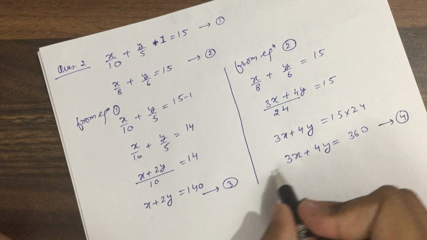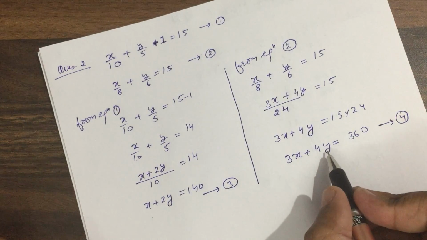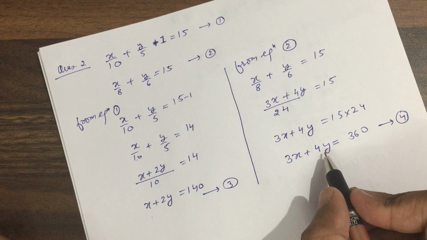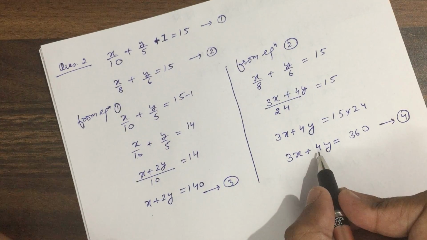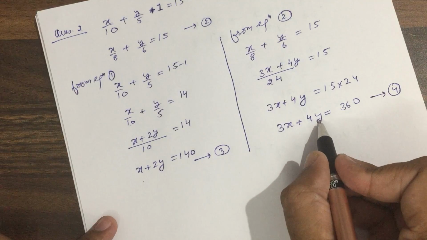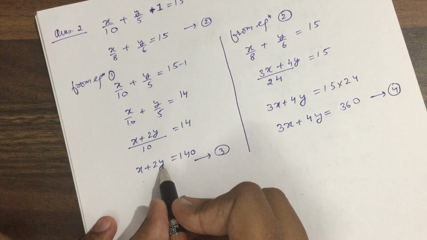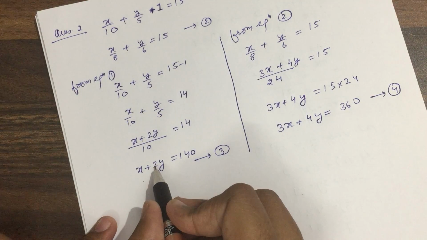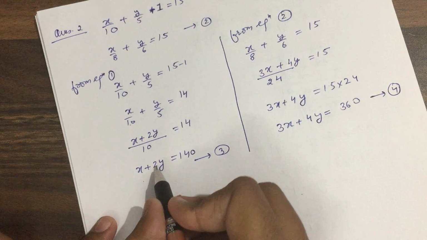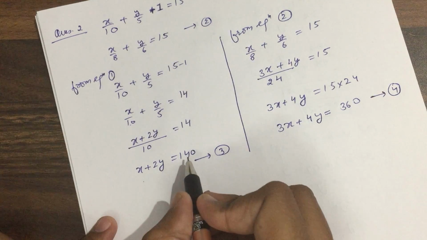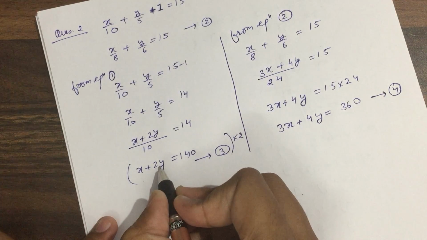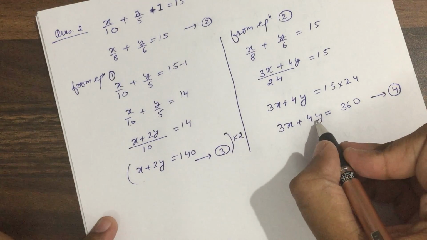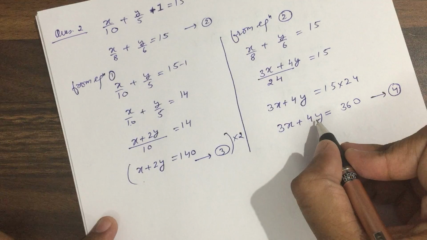Now we have our two equations, this one and this one. Now we have two options, either to eliminate x or to eliminate y. Suppose I want to eliminate y. So here the coefficient of y is 4 and here the coefficient of y is 2. So the LCM of 2 and 4 will be 4. So in order to make it 4, what we have to do? We have to multiply this equation with 2. So the coefficient of y will become 4. Here already it is 4, so no need to perform any action.